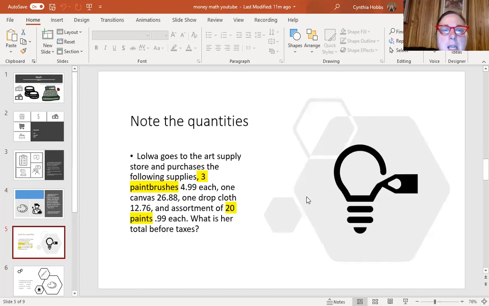So note the quantities. On the GED test, and I know you'll get tired of me saying this, but there's a highlighter on the top. Click the highlighter. Highlight the ones that have more than one. We got 3 paintbrushes and 20 paints. Every time I teach this class, I always have students who forget to multiply by the quantities. Every time.